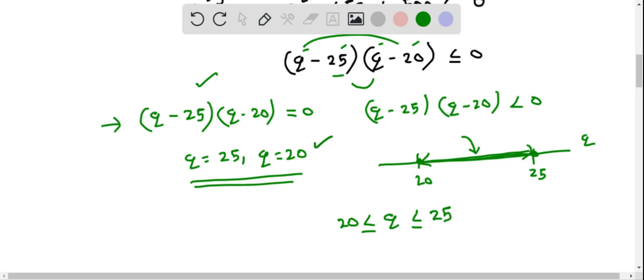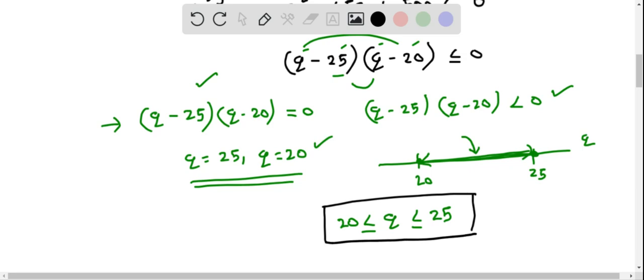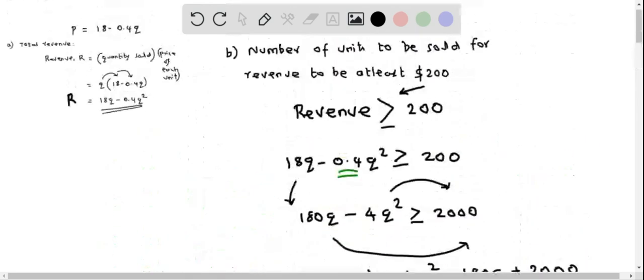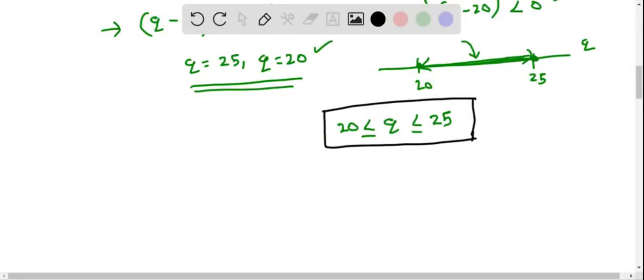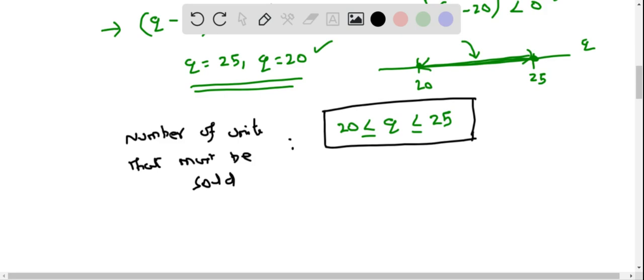When we combine this solution with the solution from the inequality, we get the complete values of Q. So this is the range of Q that we have found, such that the revenue is at least $200. So the number of units that must be sold is greater than or equal to 20 and less than or equal to 25 units. This is the number of units that must be sold. And this answers this question.